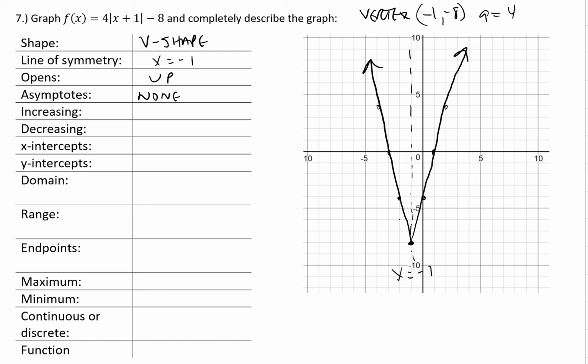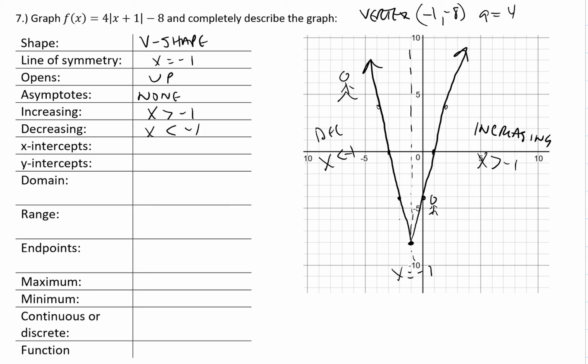Okay, increasing and decreasing. We use the axis of symmetry. On this side, we imagine the little guy walking, and he's walking up, so we're increasing on this side. And on this side, as the little guy's walking from left to right, he walks down, so now we are decreasing. So we increase when x is greater than -1, and we decrease when x is less than -1.